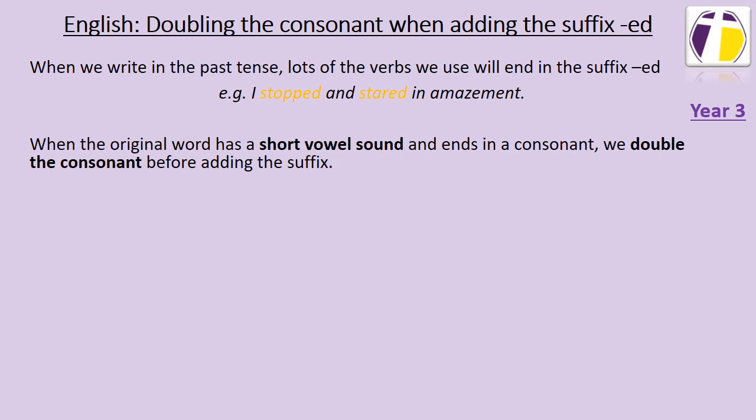When the original word, like stop, has a short vowel sound and it ends in a consonant, like a p, we double the consonant before we add the suffix on. So here are some examples. If the word that we start with is stop, but we're writing in the past, so we say stopped, we have to double the p before we add the ed. That's because in the word stop, the vowel sound o is a short vowel sound, so it goes o, o, o.